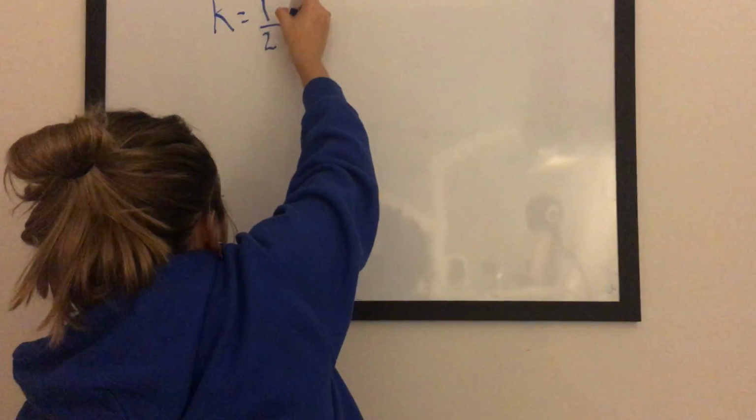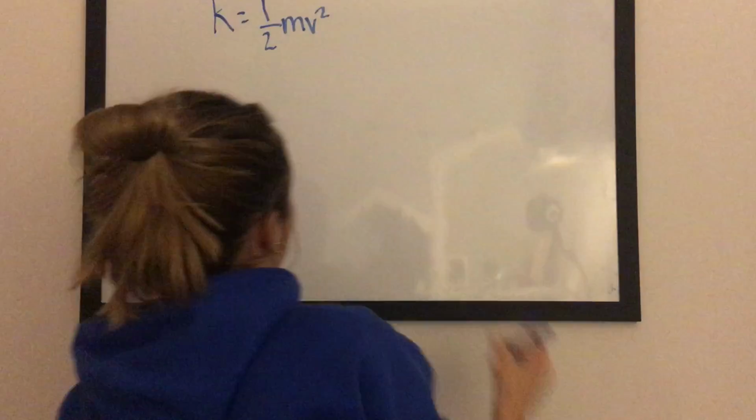Kinetic energy can be defined as the ability or capacity of a moving object to move another object, and it is given by the formula K is equal to 1/2 mv squared, where m is mass and v is velocity.